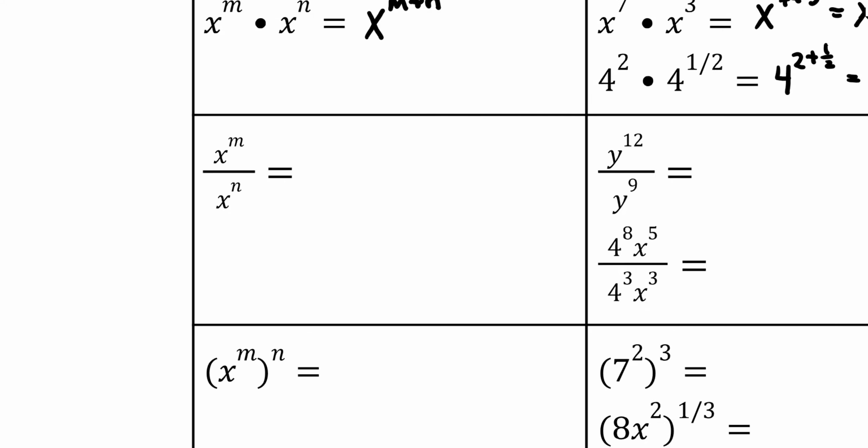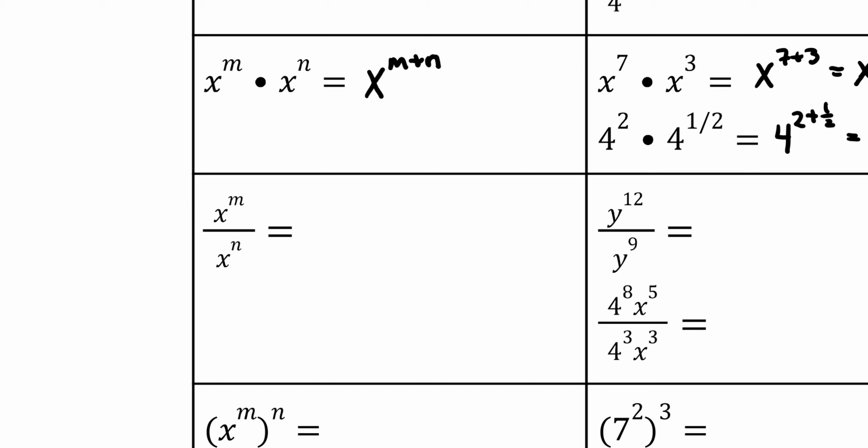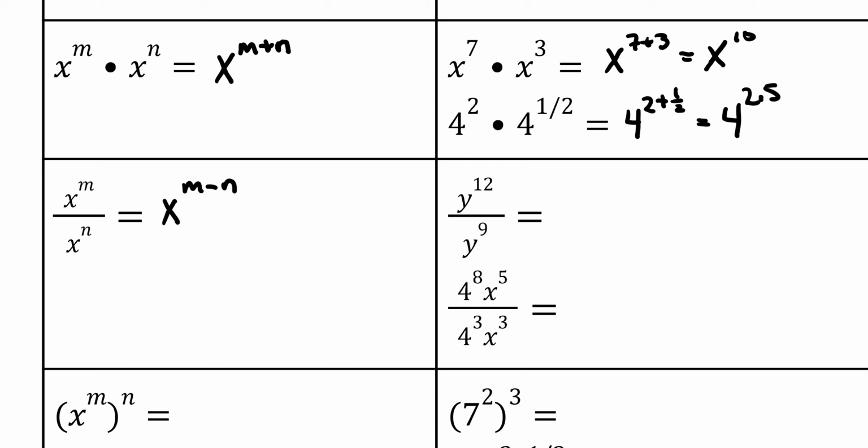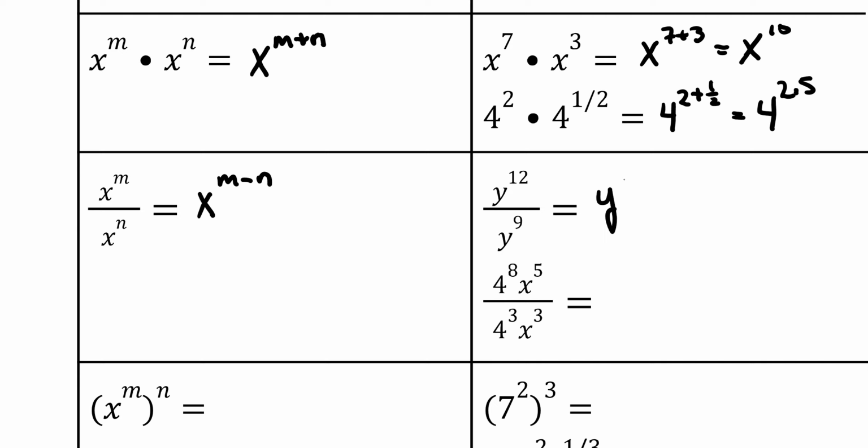When you divide like bases, when you're multiplying them, you add. When you're dividing them, you subtract. So this is x to the m minus n. And if we apply that over here, that would be, in this case, y to the, and it's always the top minus the bottom. So y to the 12 minus 9. And that is y to the 3rd power.